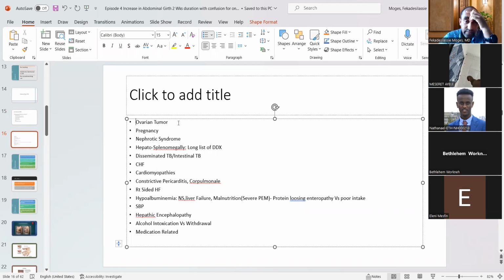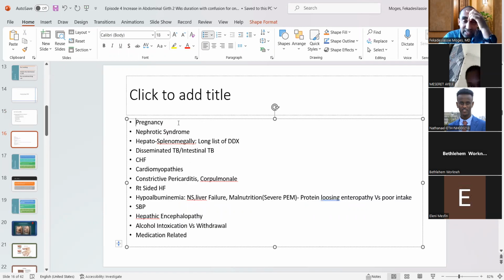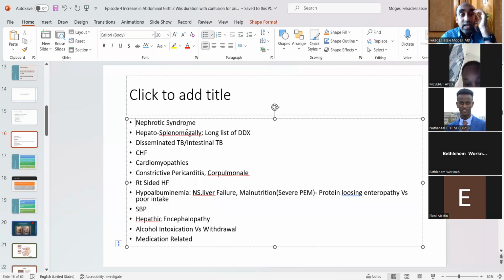Ovarian tumor? He's a male patient. That is the reason why I said I would kill you, because I didn't tell you the sex at that time, but now it's completely out. What about pregnancy? Remove.